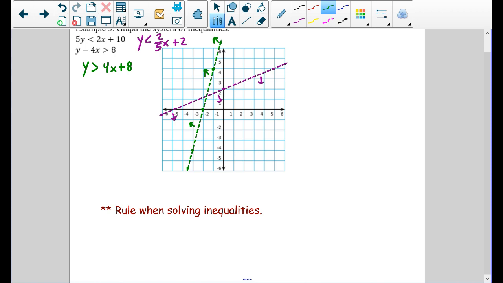Again, where do these lines cross? If I want to use my highlighter to be nice and neat, these cross here in this bottom left section. And there's my graph. Again, if I want to pick a point and plug it in, I can do that to double check to make sure that those are correct.